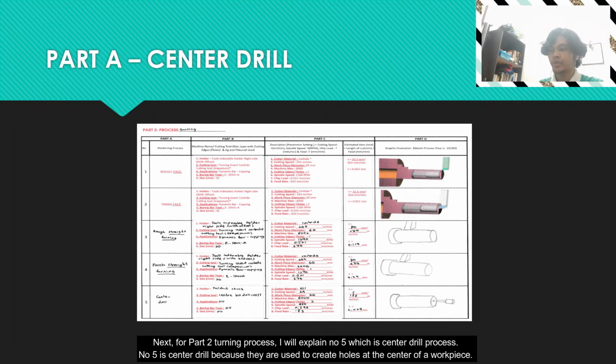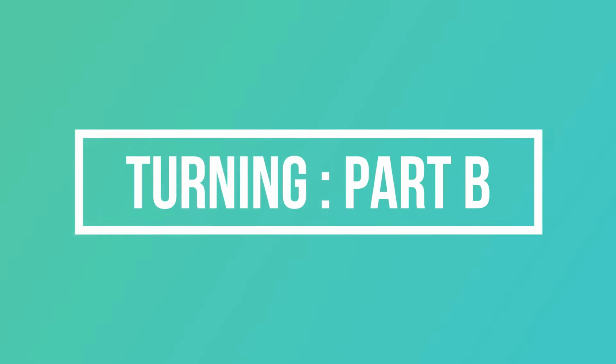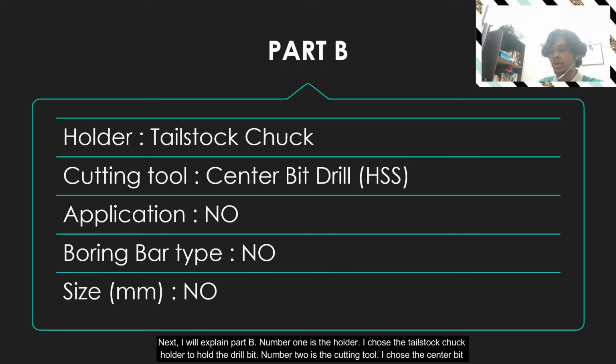Next, for part 2 turning process, I will explain number 5, which is center drill process. Number 5 is center drill process because they are used to create holes at the center of a workpiece. Next, I will explain part B.